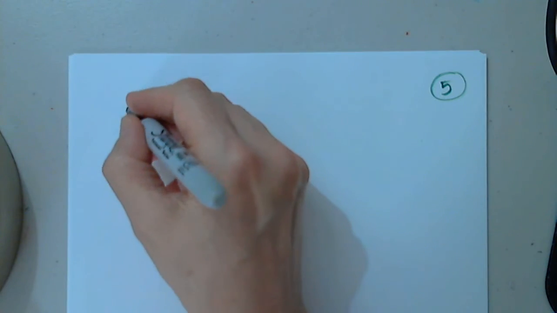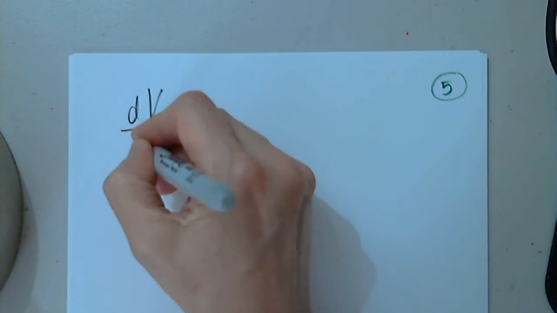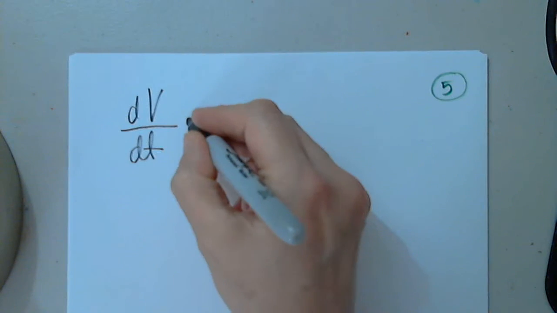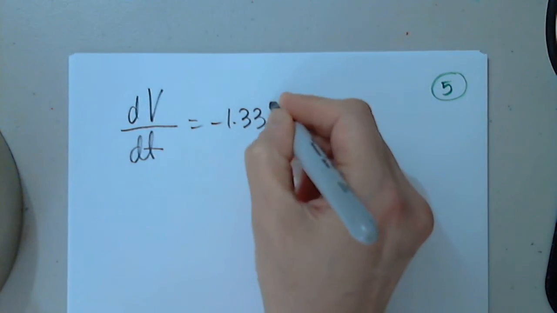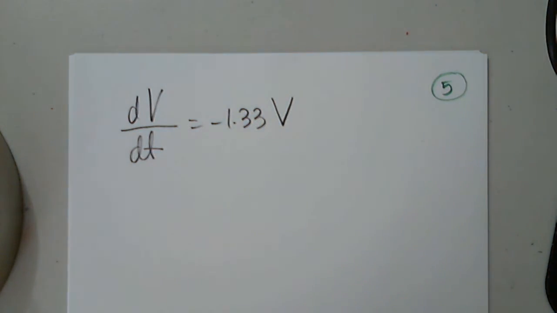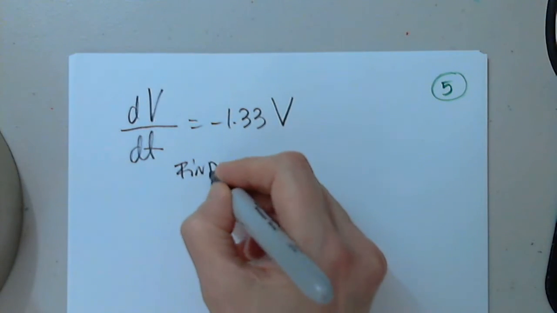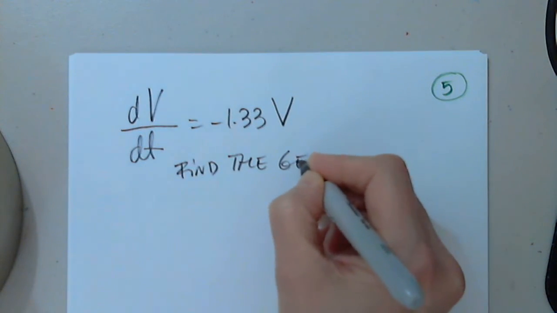Okay, so let's start with a simple one, as I said, like 17. So we have dv over dt equals -1.33v. We're asked, find the general solution and then check it. They're not given an initial condition, they just say, find the general solution.